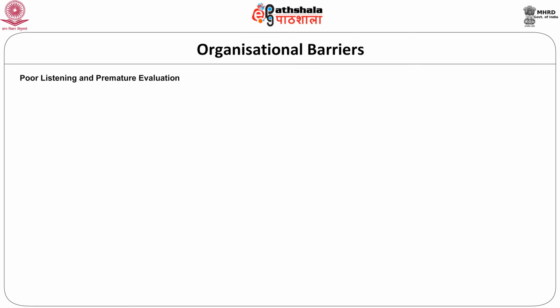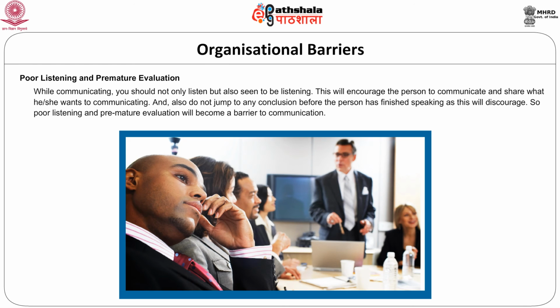Second barrier is poor listening and premature evaluation. While communicating, you should not only be listening to the person but also be seen to be listening. This will encourage the person to communicate and share what he or she wants to communicate. And also, do not jump to any conclusion before the person has finished speaking, because if you do so, this will be discouraging. So, poor listening and premature evaluation will become a barrier to communication.